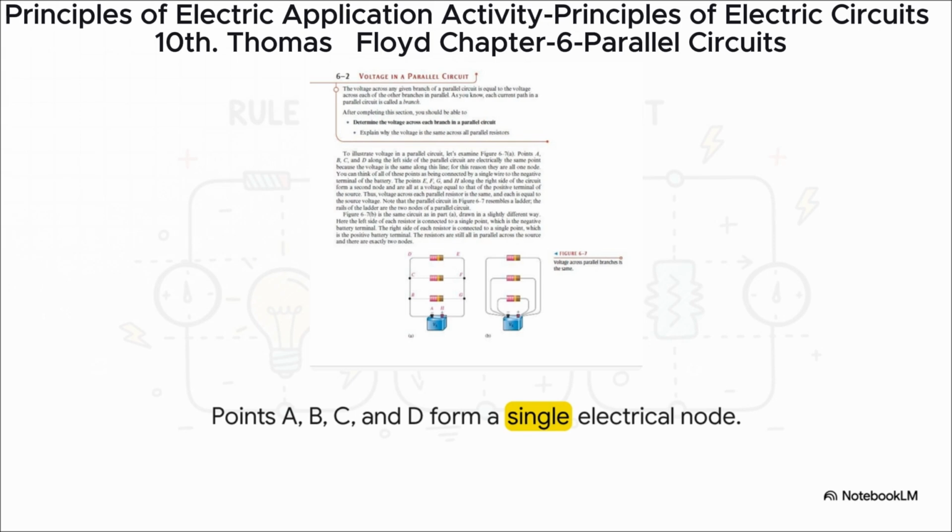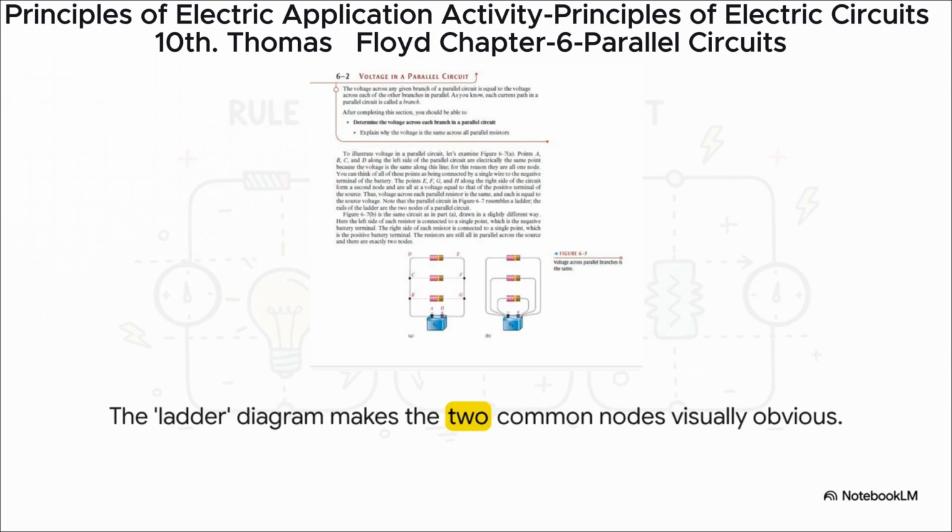And you can see the same thing happening on the other side with points E, F, G, and H. That's our second node. Now here's where it gets really cool. Watch what happens when we just redraw the circuit. Look at this ladder diagram on the right. It's the exact same circuit, we've just kind of stretched it out. And this makes the whole concept crystal clear.